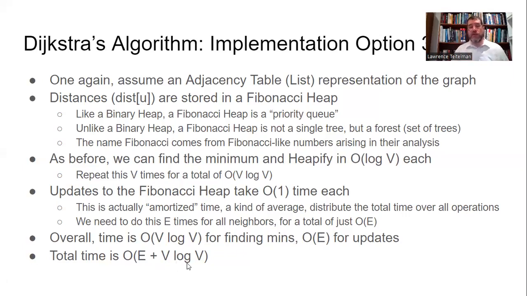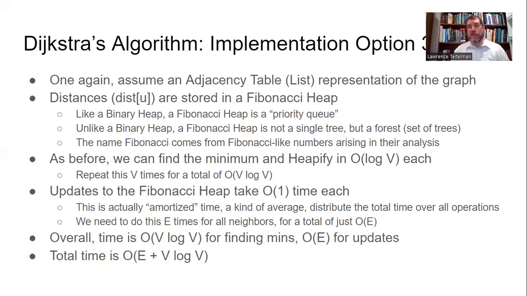So again, we have 3 approaches: adjacency matrix with just an array of distances. That takes V squared. We have an adjacency table using a traditional min heap. That takes E log V plus V log V, or E log V. And then we have using a Fibonacci heap, another alternative is something called a binomial heap. And in those cases, it's E plus V log V. Now, which of these is going to be bigger? Well, that depends on the size of the graph.